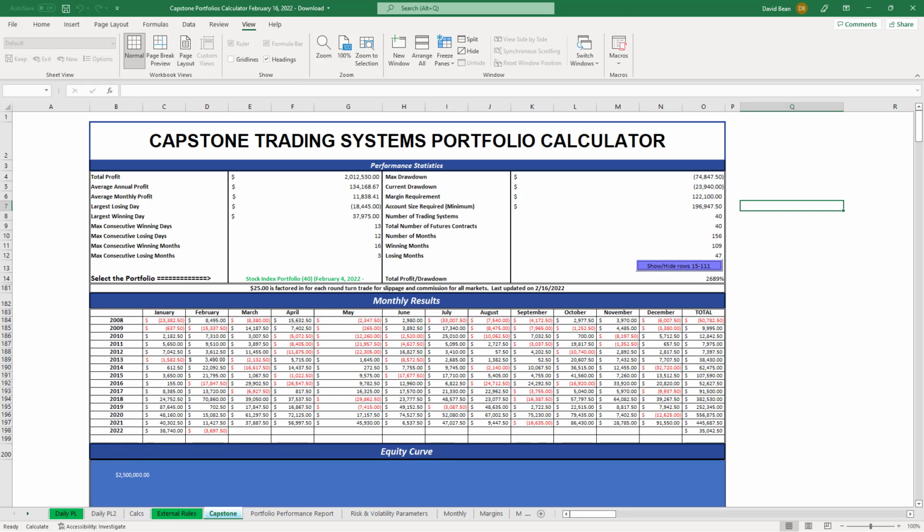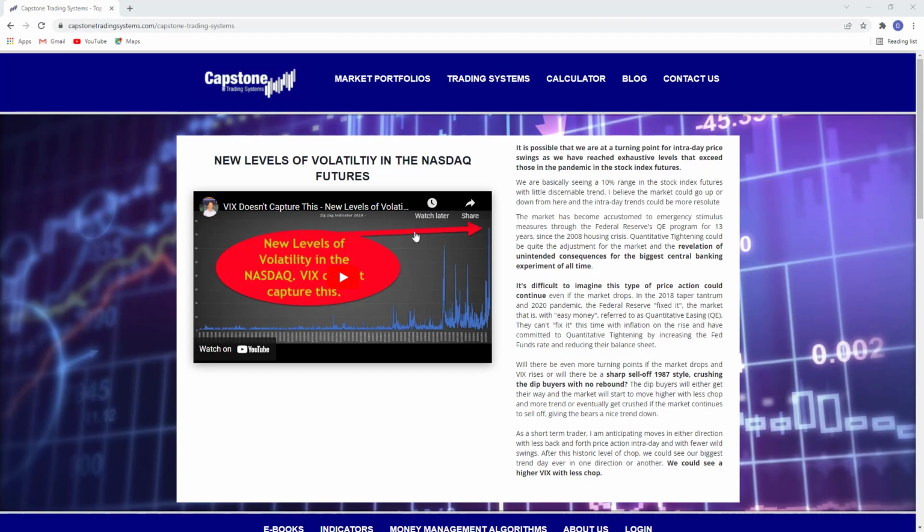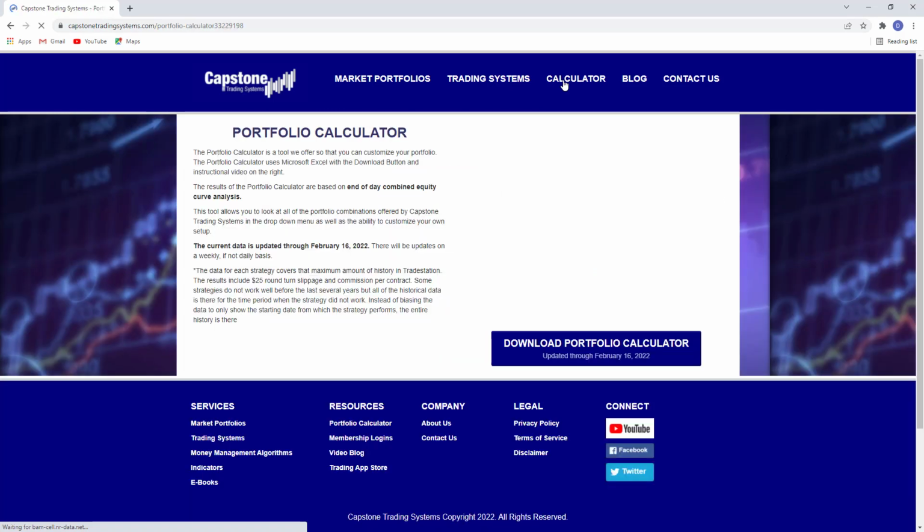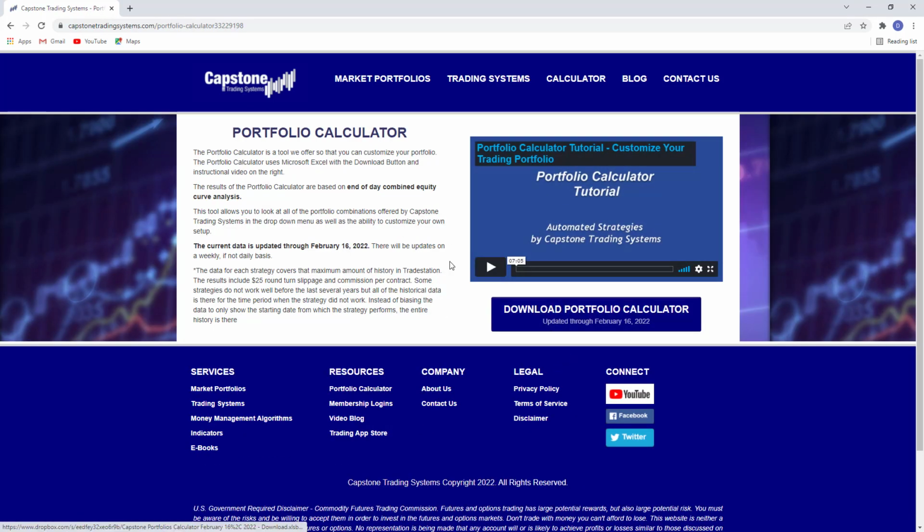It's on the website now. I want to show you where you can get this. Go to CapstoneTradingSystems.com and you go to the calculator and you'll see it right here. Download this Excel spreadsheet through February the 16th, 2022.